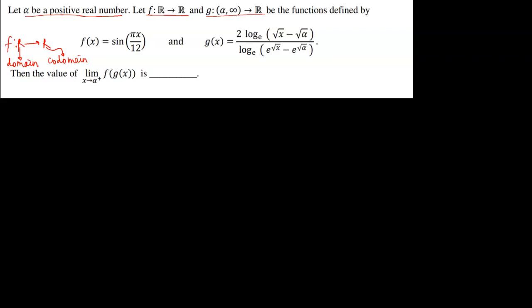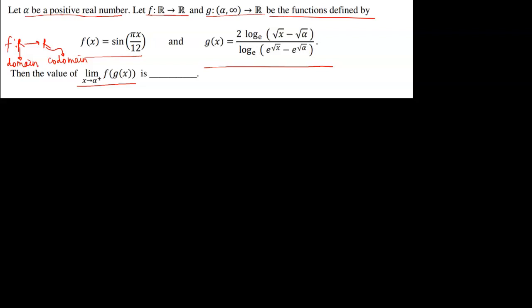Sometimes the codomain and range are equal, but in most cases, the functions that are generally framed have the range as a subset of the codomain. These two functions are defined by f(x) and g(x) as given. We are asked to find the limit as x tends to alpha plus of f(g(x)).